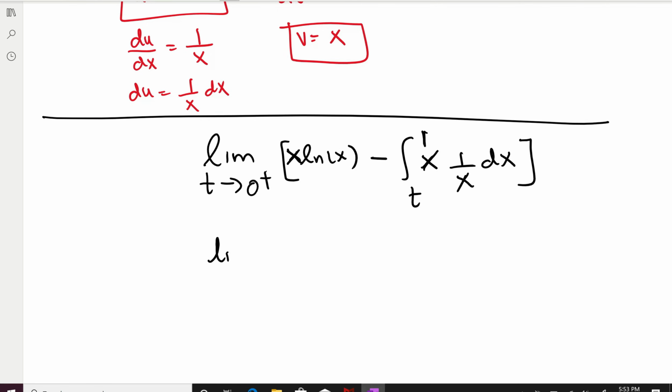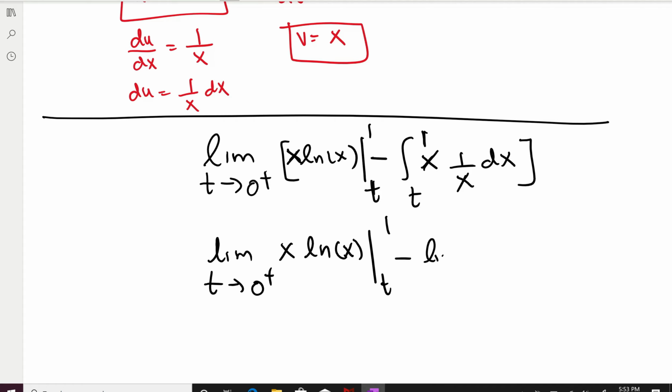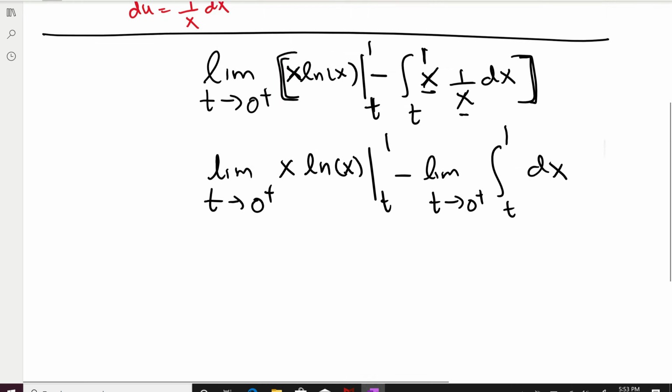So what we have is limit when t gets closer to 0 from the right, okay, you have x ln x. Now you have to evaluate this at t and 1, okay. I almost forgot that. So t and 1 minus, let's put the limit here also. Now it's kind of like I expanded these brackets, okay. So limit when t gets closer to 0 from the right. Now you still have to integrate x when x cancels out with x. So you just need to integrate 1, right. Okay, so that shouldn't be hard.